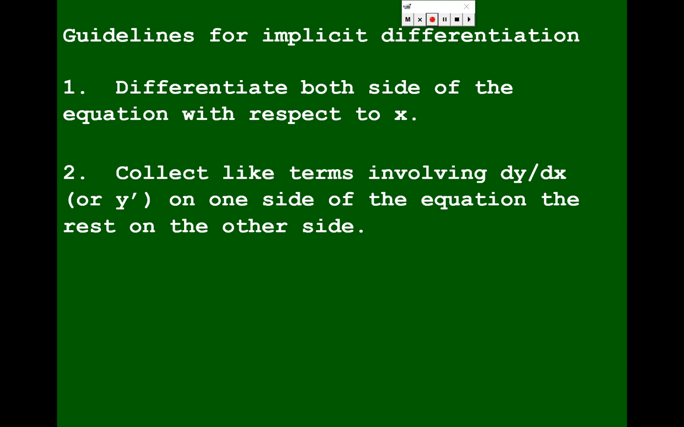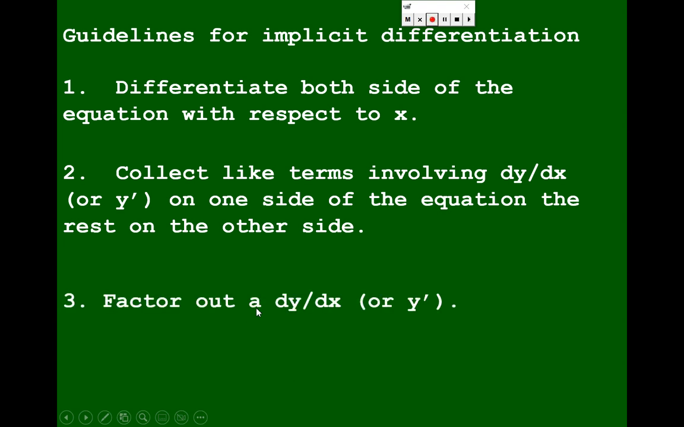After you do that, collect all the like terms, everything that has dy dx or y prime next to it, put that on one side of the equation, and on the other side of the equation, you're going to put the other stuff that just has an x, doesn't have a y in it.